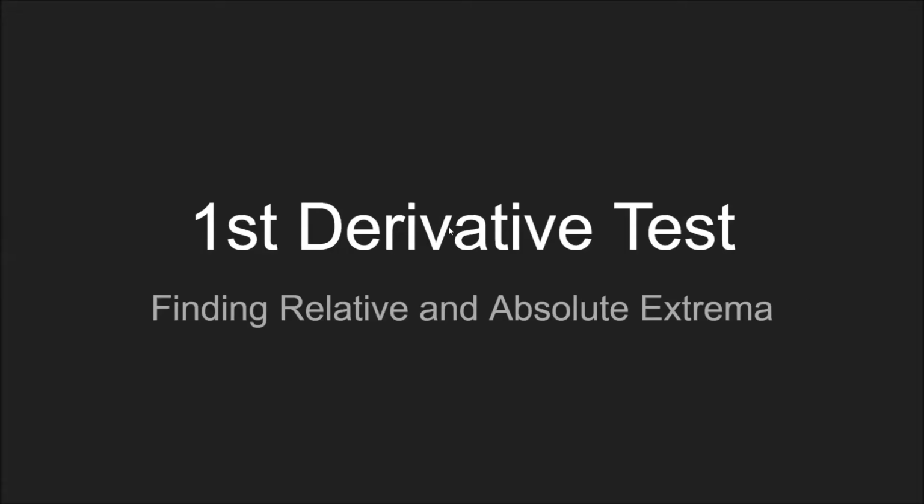So today we're going to go over the first derivative test, which can be used to find the relative and absolute extrema of a function. So what are relative and absolute extrema? Well, relative extrema consists of a minimum and a maximum. Likewise, absolute extrema also consist of a minimum and maximum. But where do they differ?